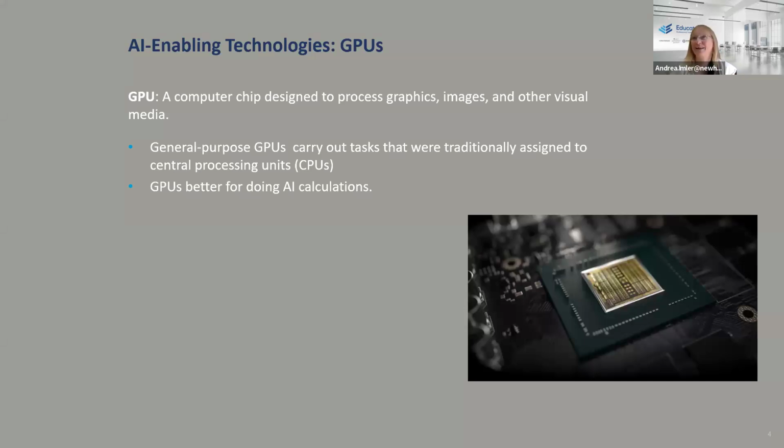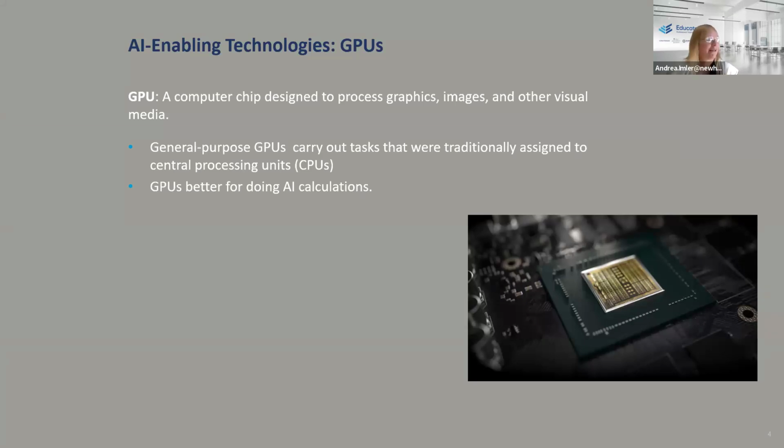We're going to see as I talk about AI in a moment that it uses a lot of algorithms, and central processing units just don't have the capability to process those algorithms. Whereas a GPU, again, a graphics processing unit, this kind of computer chip is designed to process graphics, images, and other visual media, but not just to process, it has the ability of doing AI calculations and the algorithms it can actually compute. So these general purpose GPUs carry out tasks that were traditionally assigned to central processing units.